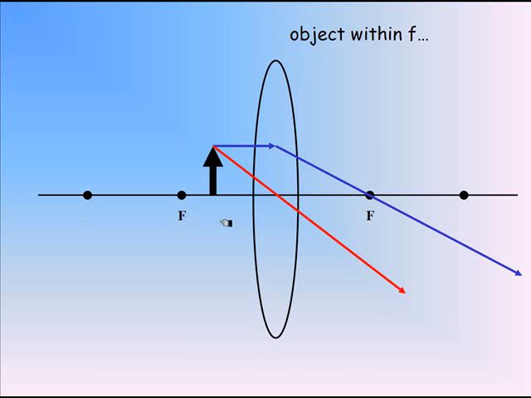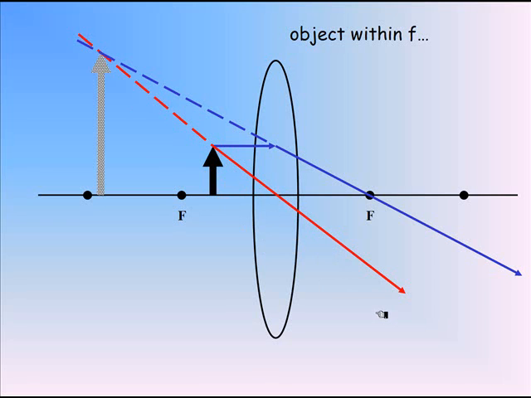And there's an object that's inside of F. Of course, this is a special case, and if we connect those lines, we can see that this particular object appears bigger. And that's often how we use our convex lenses, to look at things close up. So we put the lens very close to the object, and then as we look through the lens, we see the object that is going to be right side up and much larger.